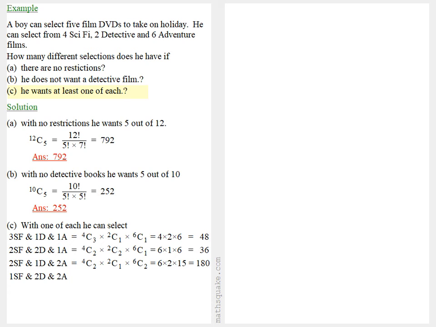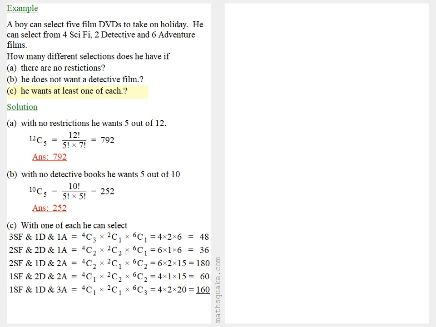He could choose 1 science fiction plus 2 detectives and 2 adventures. And that's 4C1 times 2C2 times 6C2, which is 4 times 1 times 15, that's 60. Or he could choose 1 science fiction, 1 detective and 3 adventures. And that's 4C1 times 2C1 times 6C3, which is 4 times 2 times 20, or 160.